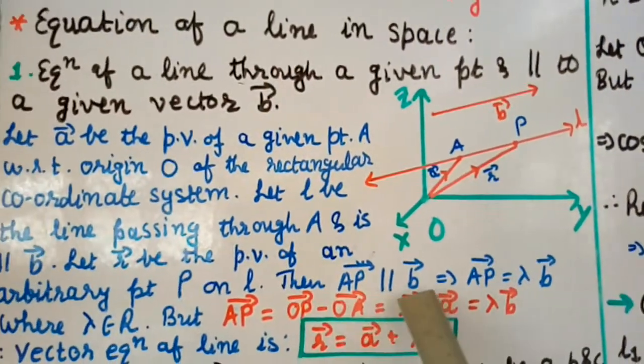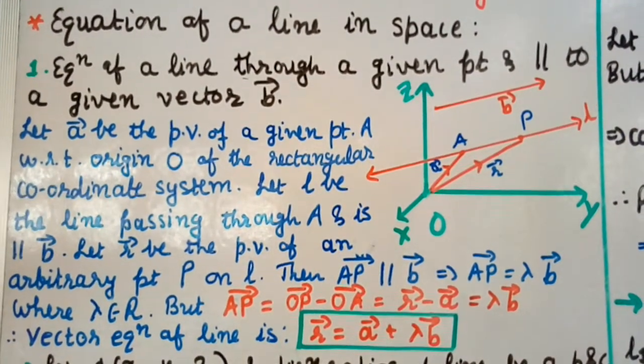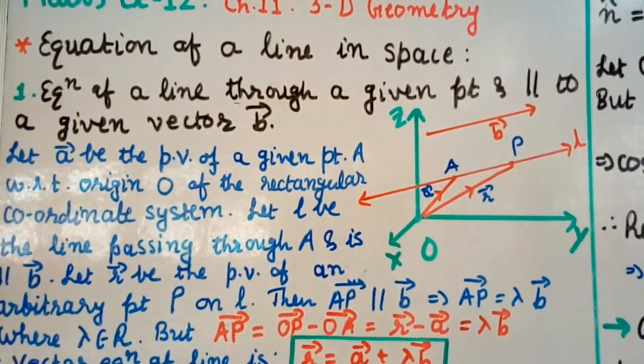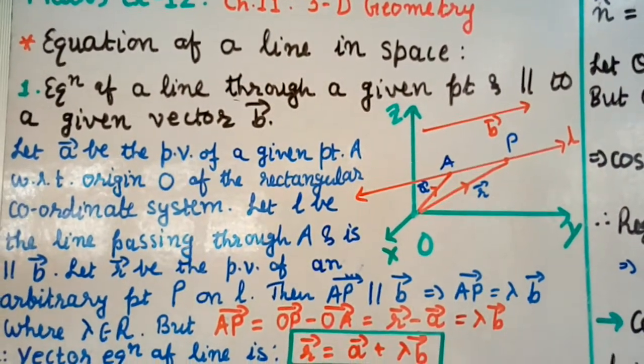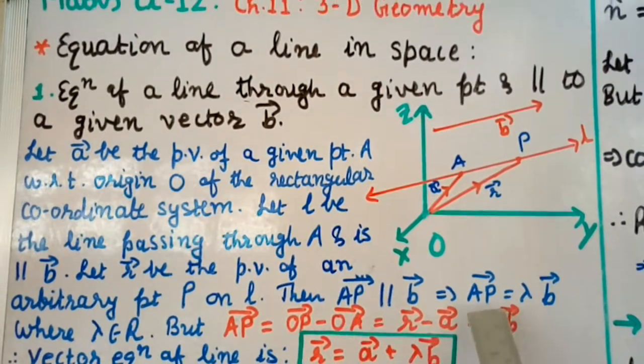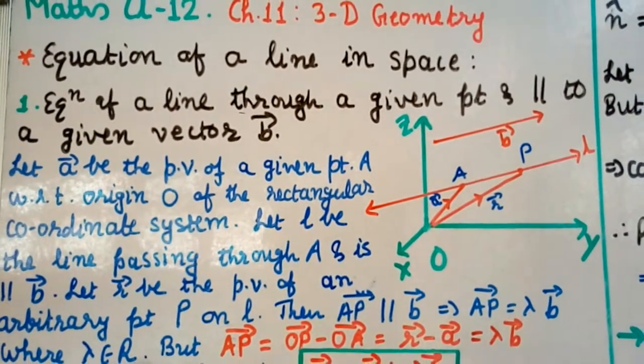So AP is parallel to vector b. Now if two vectors are parallel, that is vector a parallel to vector b, then the relation between a and b is given as a equal to lambda into b. So similarly, if AP is parallel to b, then the relation between these is vector AP equal to lambda vector b, and lambda is any real number.